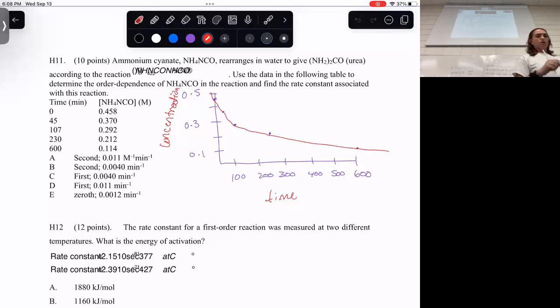If it was a 0th order, let me see if I can draw it. I think it's concentration over time. So it just decreases in a straight line because it's not changing in rate at all.